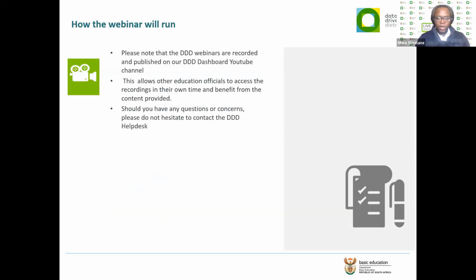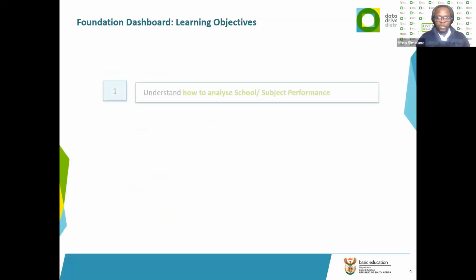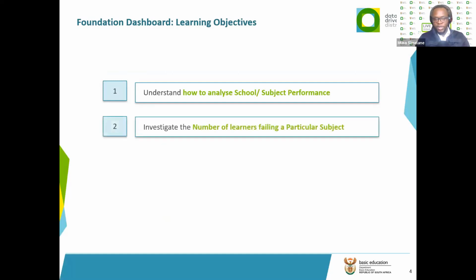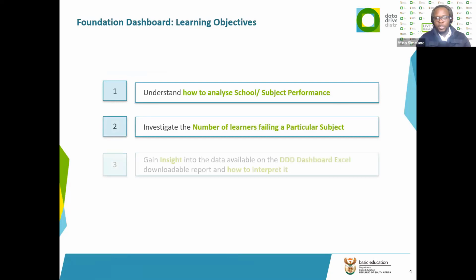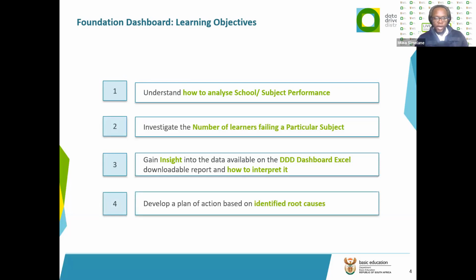All right, with those guidelines out of the way, let us now have a look at the objectives that we have for the session. The first objective is to understand how to analyze the school or the subject performance in that school. Secondly, to investigate the number of learners that are failing a particular subject. Number 3, gain insights into the data available on the DDD Dashboard Excel downloadable report and how to interpret it. So far, nothing new, very similar to the previous session we've had on the Learner Achievement Report. But the fourth objective, develop a plan of action based on identified root causes, is where we change gears a little bit, and we're looking forward to that piece.